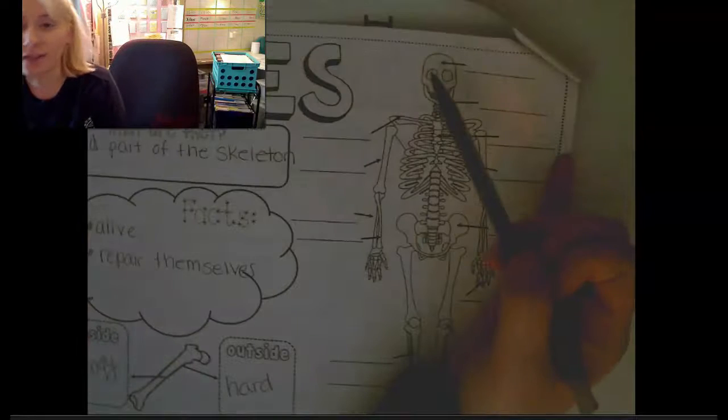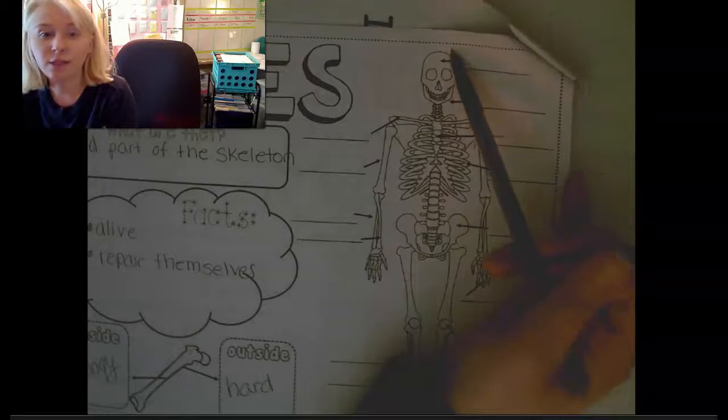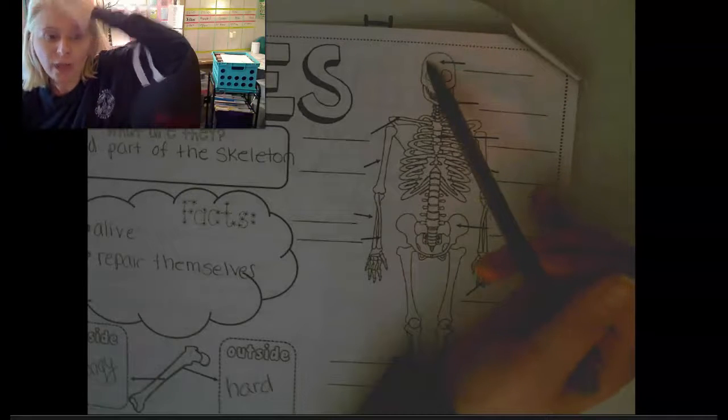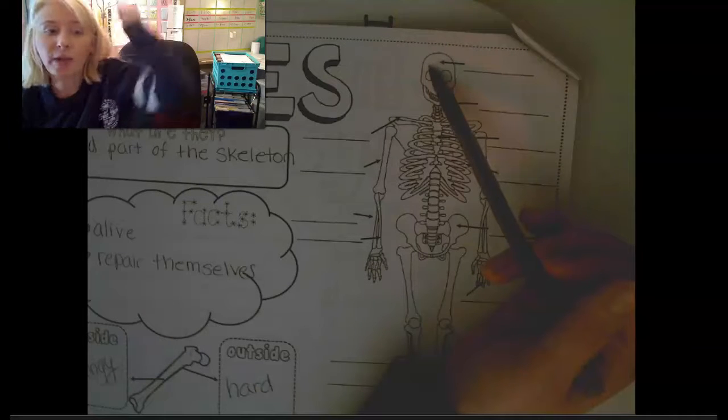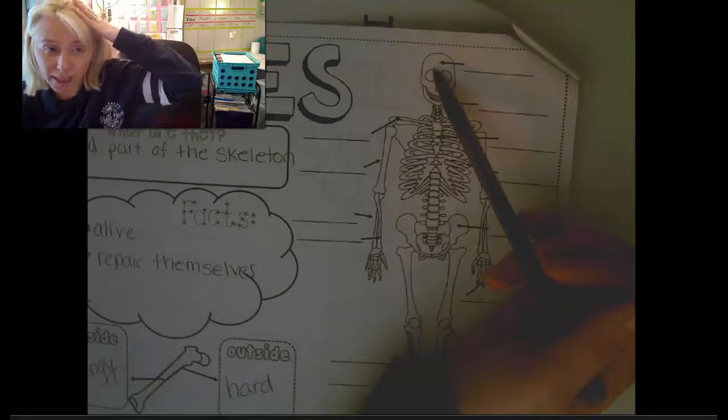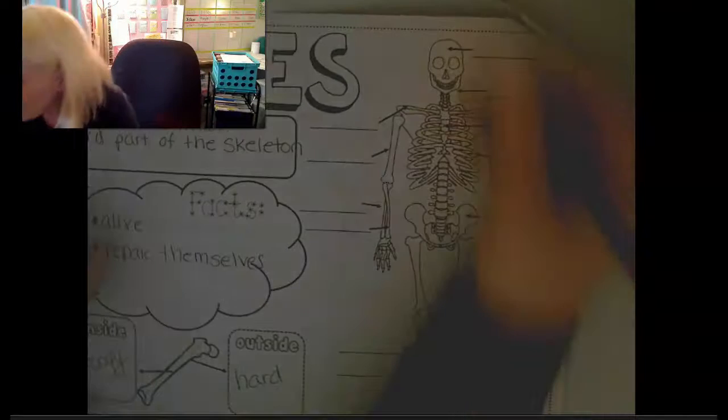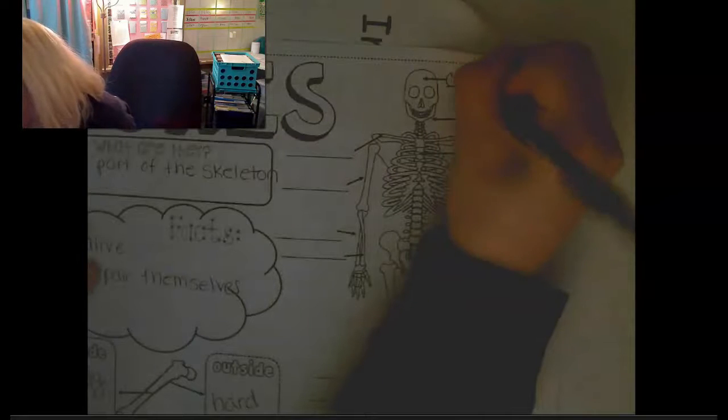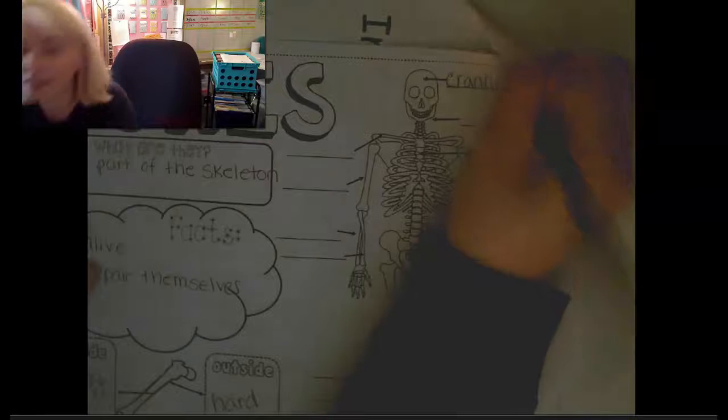Alright, so we'll start at the top. So obviously this is pointing to our forehead and continuing on into the back of our head. This is protecting our brain. We call it the skull, but we can also call this the cranium. That's the more scientific name for it.